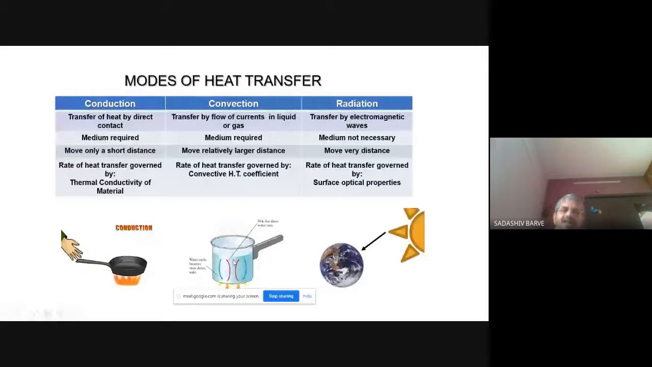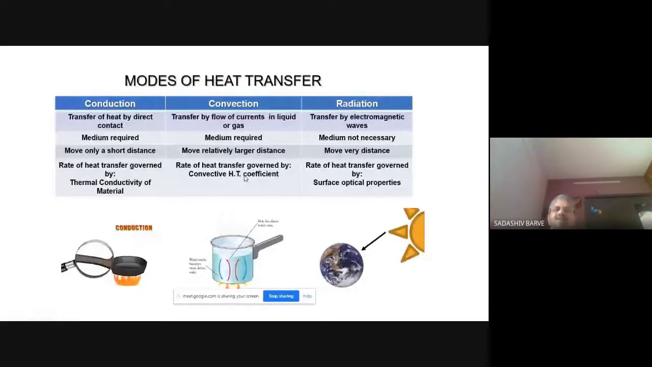So it does require some kind of medium. It moves a relatively larger distance, because if I have a larger quantity of liquid, then it can comfortably go from one end to another. The rate of heat transfer is governed by the convective heat transfer coefficient, which I will probably explain in the next slide.